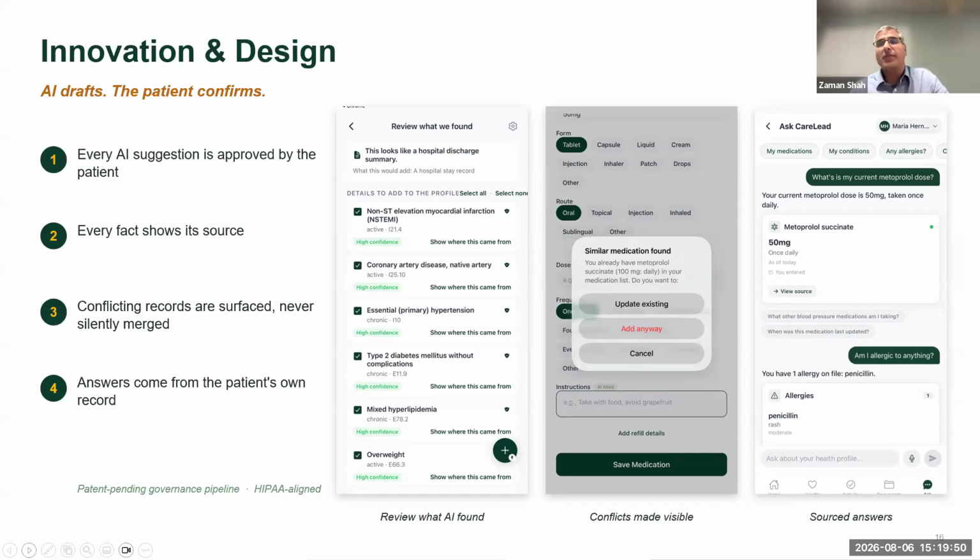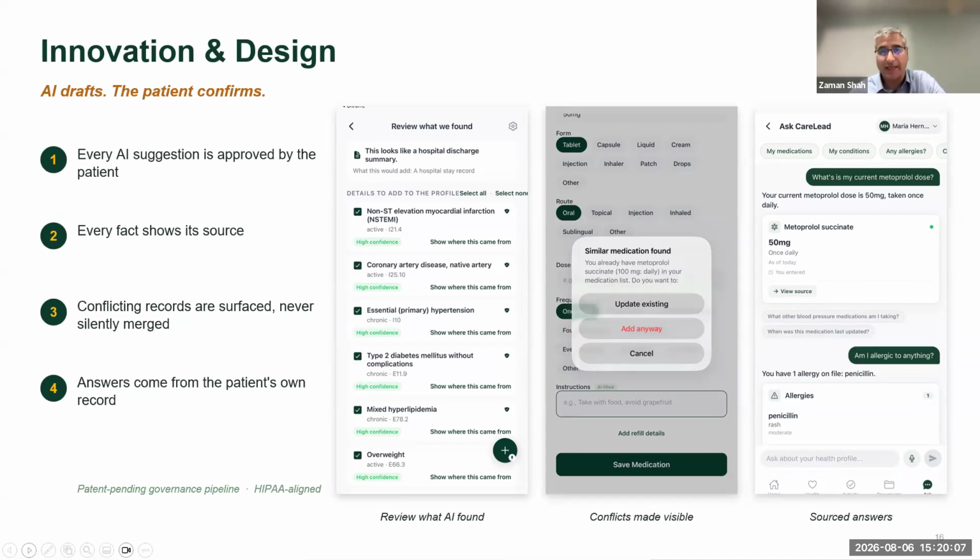the first thing is what makes CareLead different, and I would say just one word, and that is governance. Basically, everything our AI does is visible to and controlled by the patient themselves. So there's four things you see here on this slide.